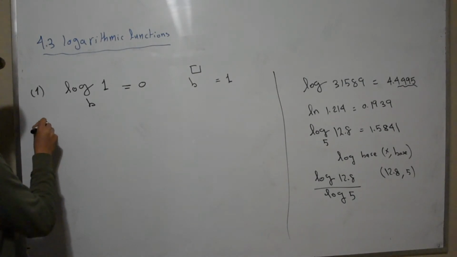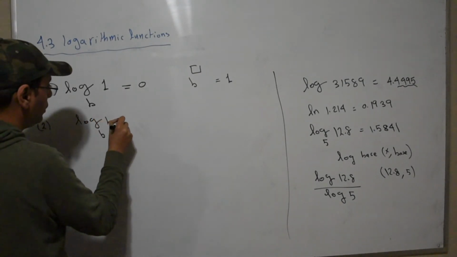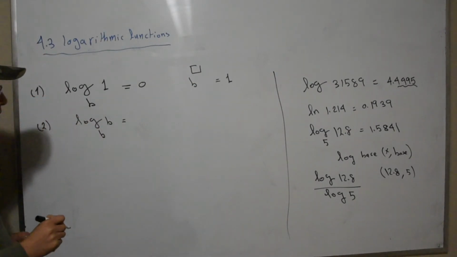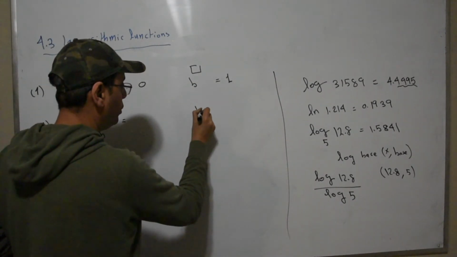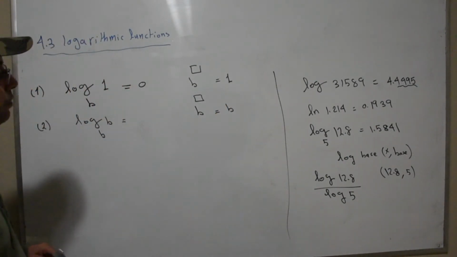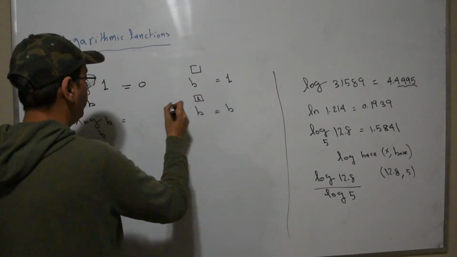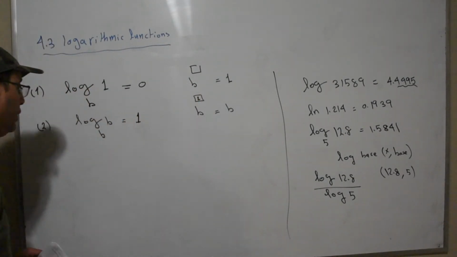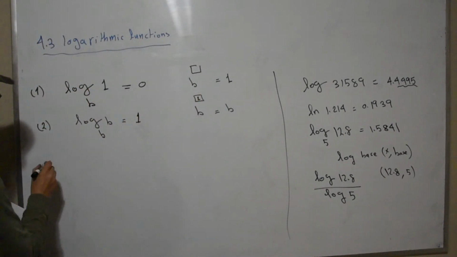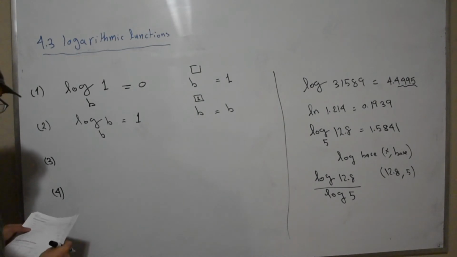The second property is log base b of b equals what? So b to what power equals b. Basically here, that must be 1. So the answer is 1. The third property and the fourth one, I will write it down here and I'll explain how we did this.